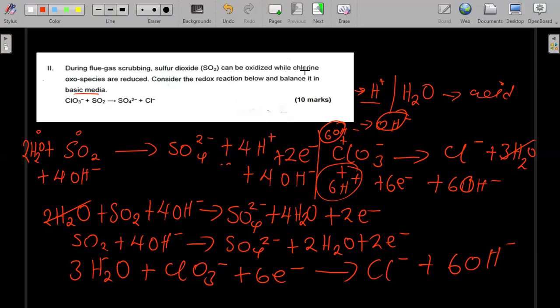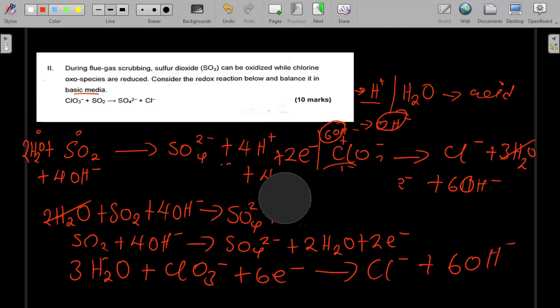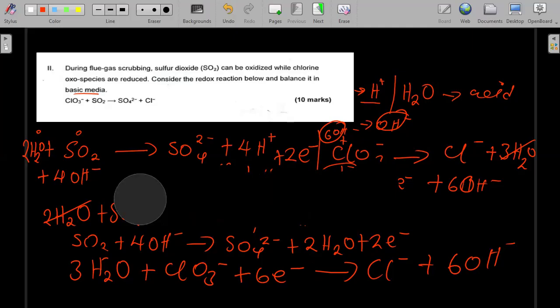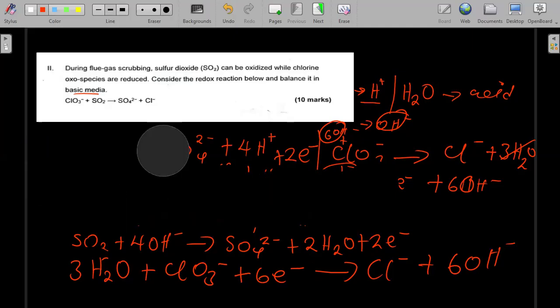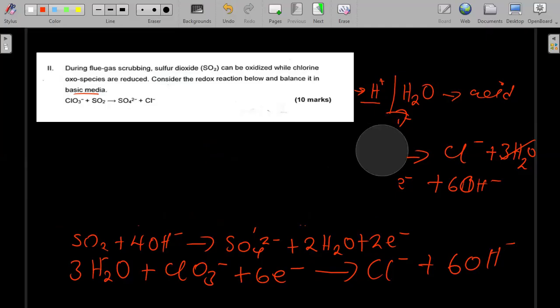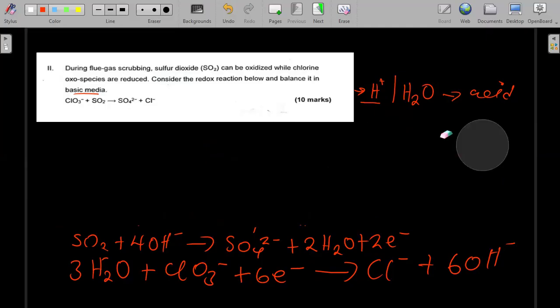Then now, we've balanced our half reactions. So the next step that I'll need to do is check the electrons that we're having on both half reactions. We'll need to have the equal amount of electrons on both half reactions, isn't it? And remember, we've managed to convert it from the acidic media. It's no longer an acidic media, isn't it? So we are having a basic media there.